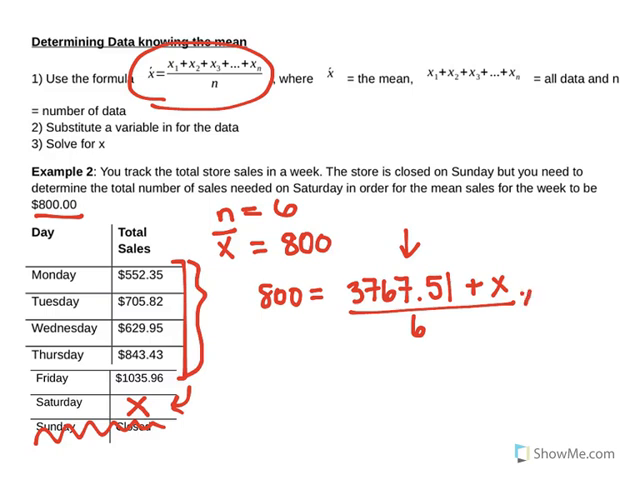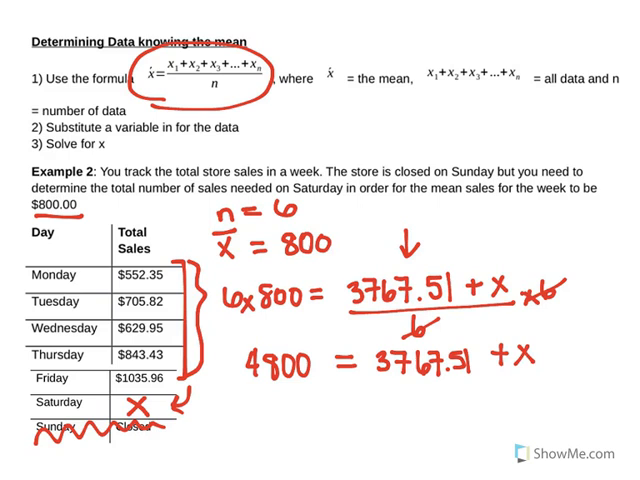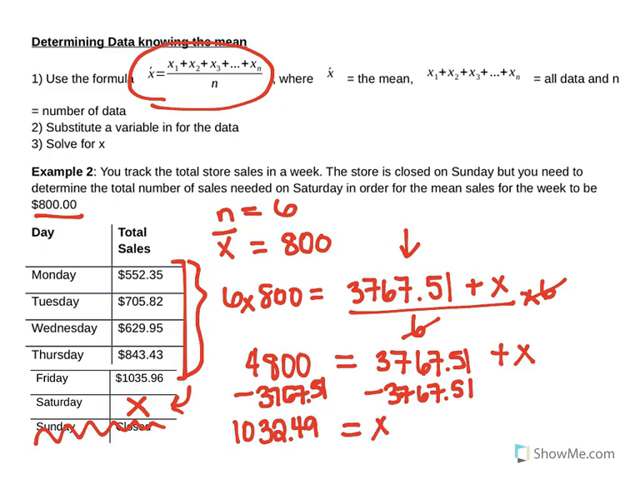So now we're going to solve for x, so we're going to multiply both sides by 6 to cancel. So on the left side we will have 4,800, and on the right side we will have 3767.51 plus x. To get x by itself, we're going to subtract this number, so minus 3767.51. So the remaining number is what has to be sold on Saturday to get the mean. So when I subtract those two numbers, I'll get $1,032.49. So that is the sales necessary for Saturday.